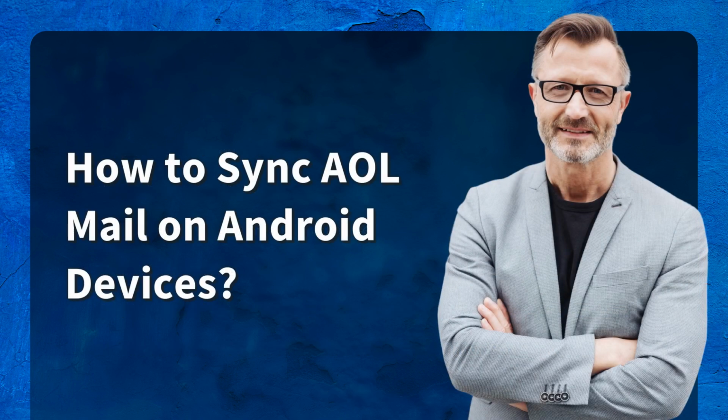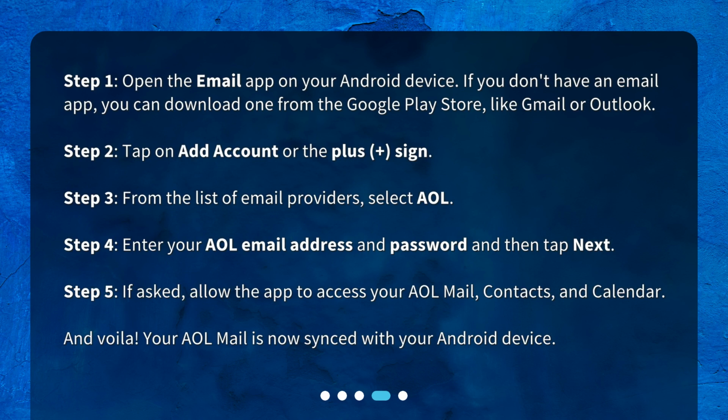How to sync AOL mail on Android devices? Step 1. Open the email app on your Android device. If you don't have an email app, you can download one from the Google Play Store, like Gmail or Outlook. Step 2. Tap on Add Account or the plus sign. Step 3. From the list of email providers, select AOL.